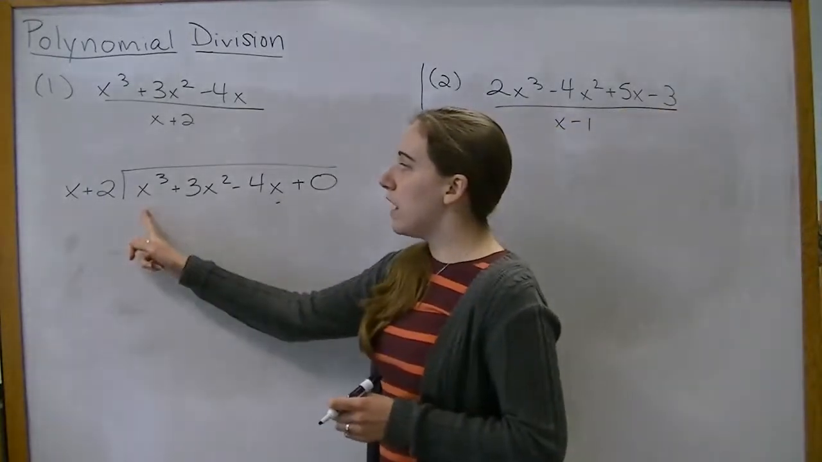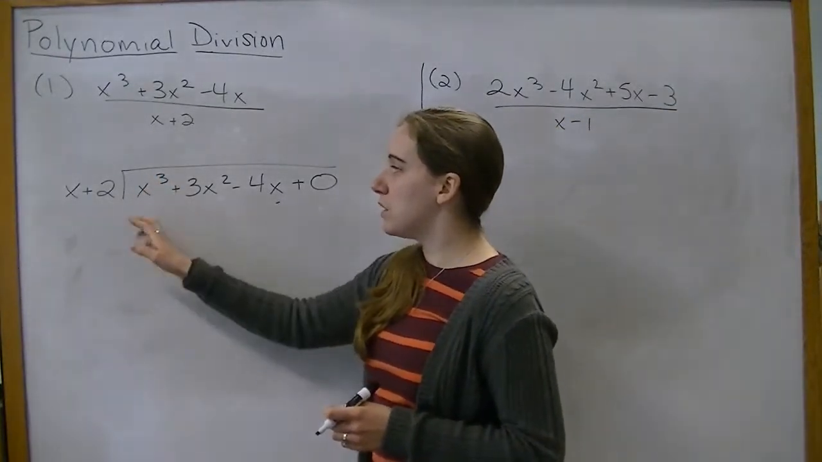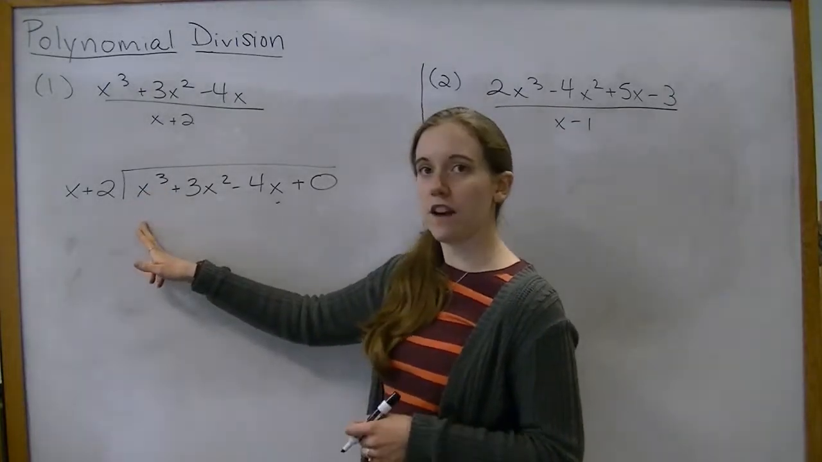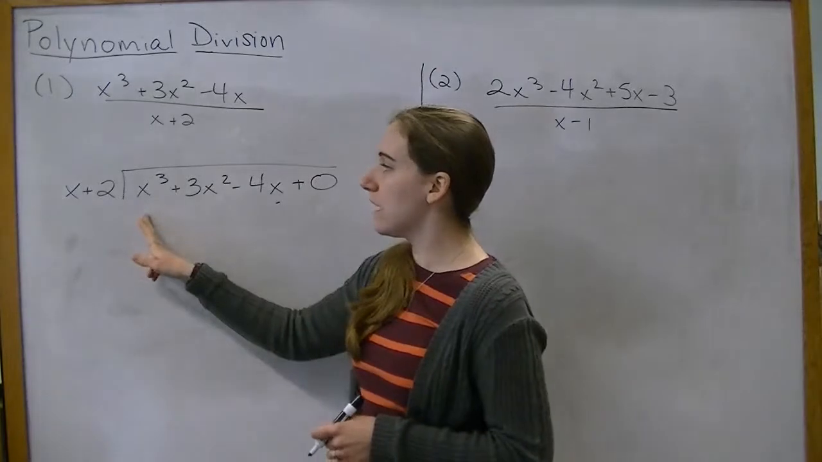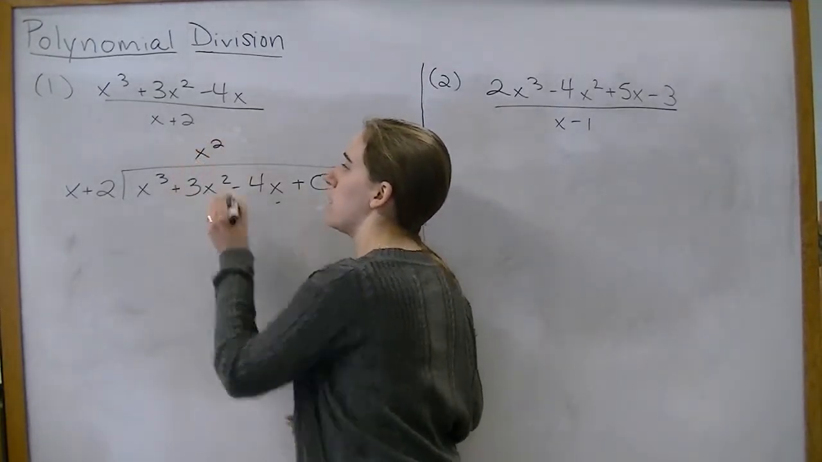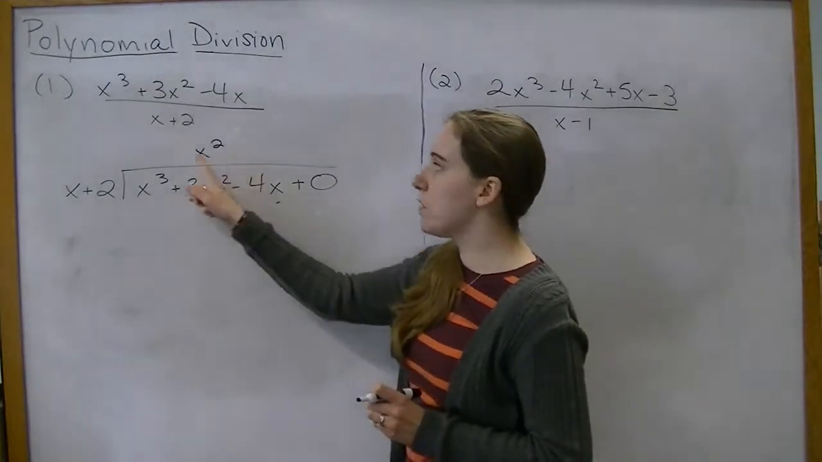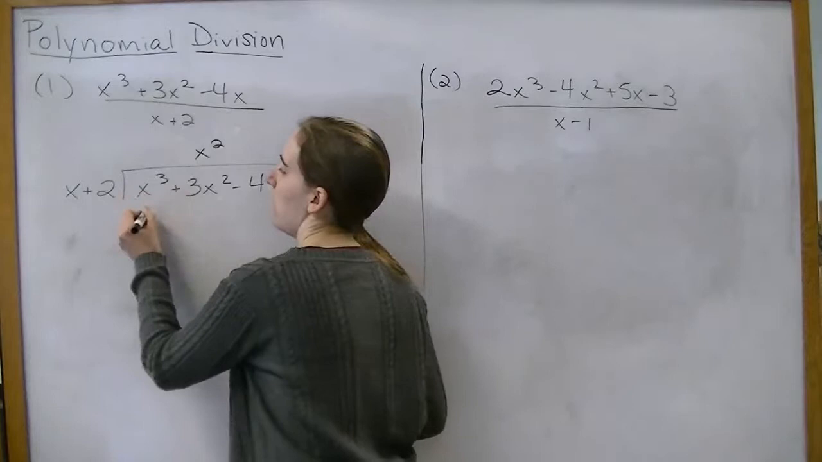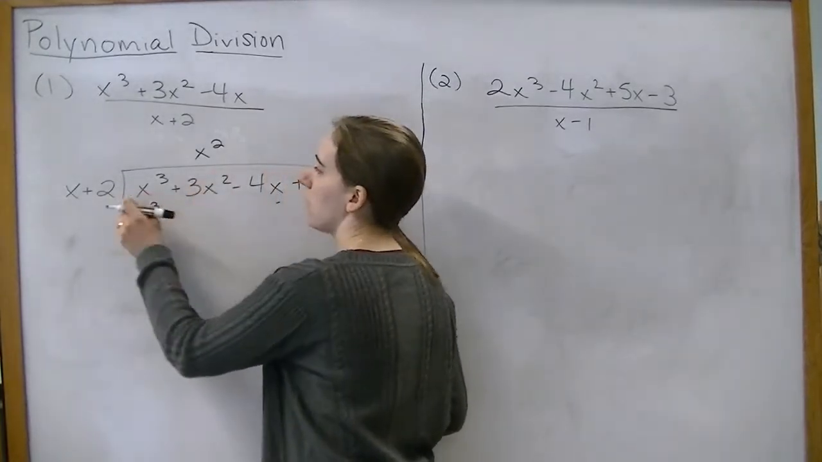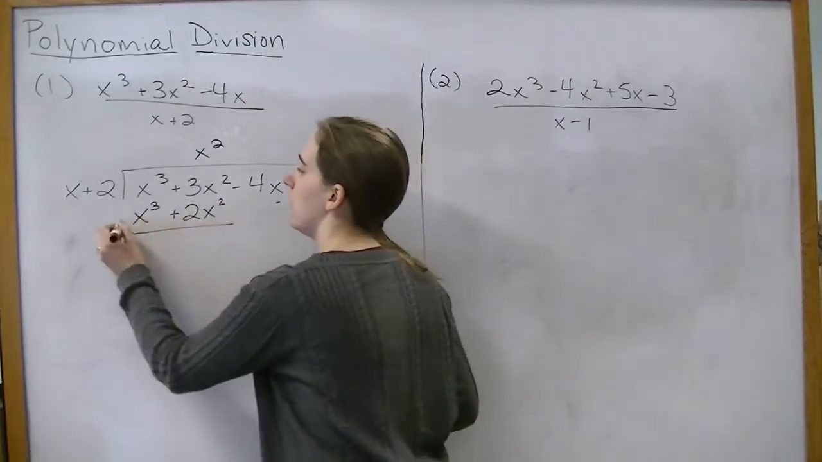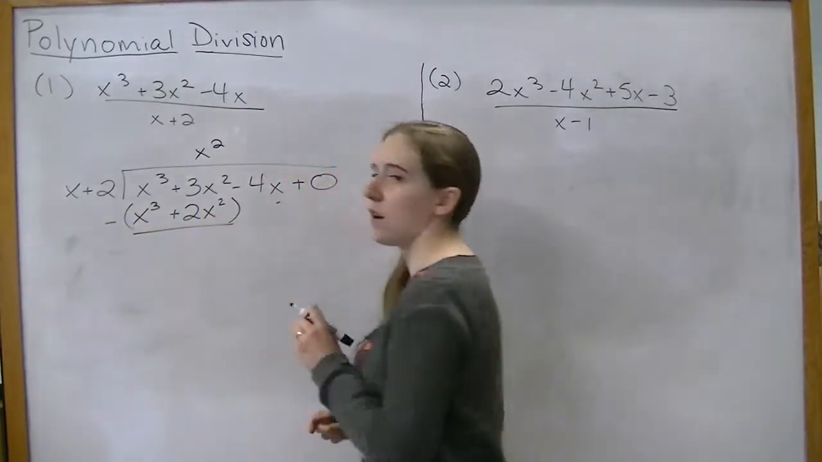So my goal is to be able to cancel this x cubed by subtracting off another x cubed. And in order to get an x cubed from this x, I'm going to need to multiply it by x squared. So I multiply this x squared times each term here. So x squared times x gives me x cubed. X squared times 2 gives me plus 2x squared. And then I need to subtract off that whole piece.